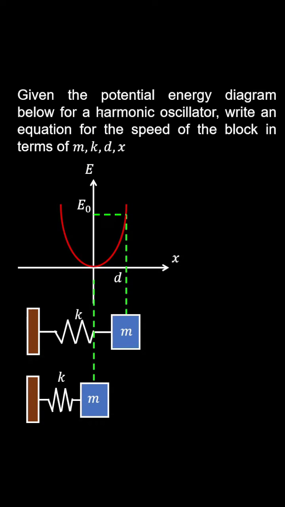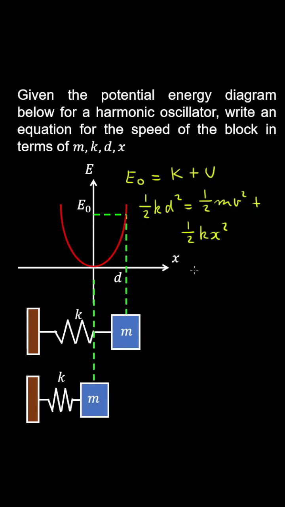Given the potential energy diagram below for a harmonic oscillator, write an equation for the speed of the block in terms of the following variables. Well, the initial energy that's input into the system when the spring's initially stretched is constant and equal to the kinetic energy plus the potential energy. So E0 is always equal to 1/2 kd squared because that's the energy input into the system, and the kinetic energy at any point in time is 1/2 mv squared plus the potential energy as a function of x as the block oscillates back and forth. So that will be the elastic potential energy stored in the spring.